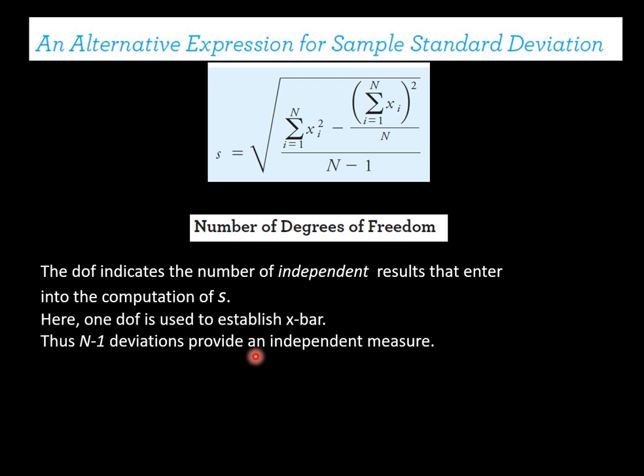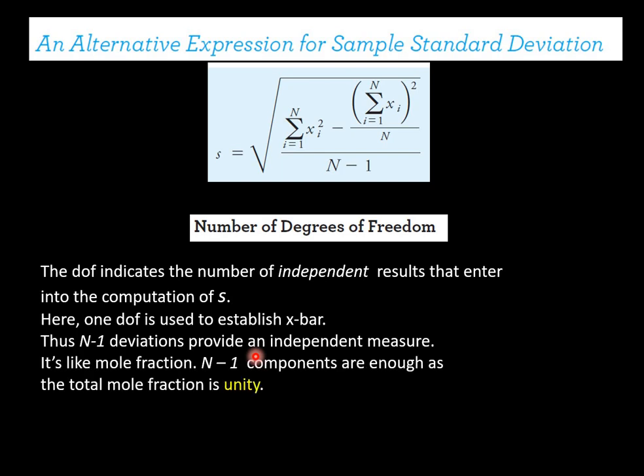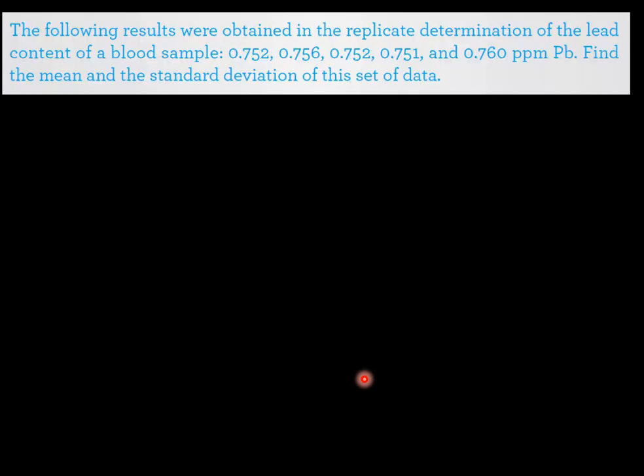It is like that. If you know the average x bar, then how many x components do you actually need? 1, 2, 3 up to n minus 1, because the last one is automatic, because you know the x bar. It is more like the mole fraction. Total mole fraction is unity, so you need actually n minus 1 components' mole fractions, and then the last one is automatic. So it is this kind of thing, degrees of freedom.